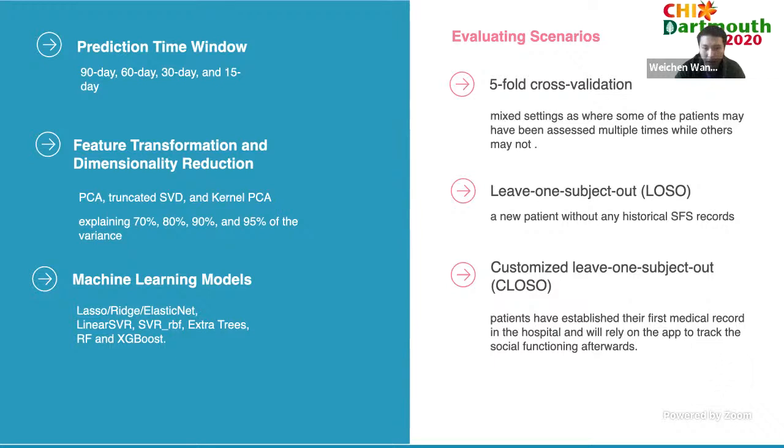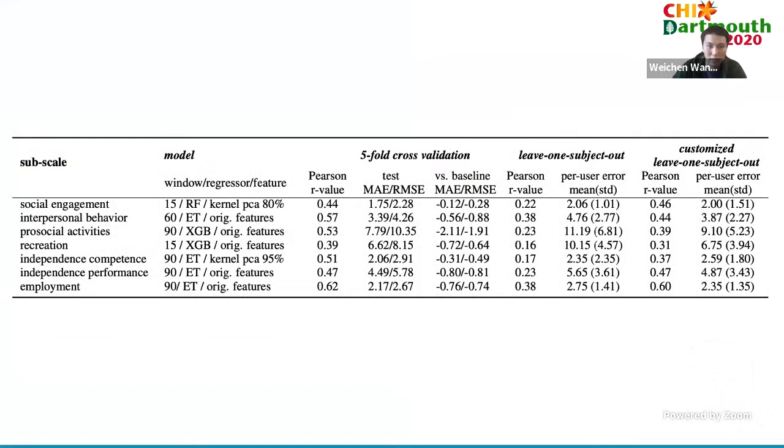This corresponds to a situation where the patients establish their first medical record in the hospital and will rely on the app to track social functioning afterwards. And this is the result of the prediction. Overall, we see that the tree-based models outperform the linear regression models, and the performance of the customized leave one subject out is significantly better than the leave one subject out and close to the 5-fold cross-validation.